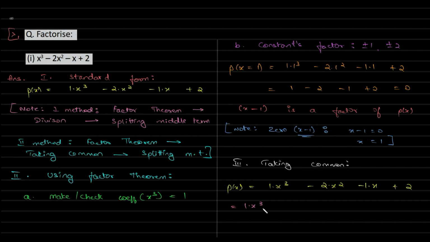From 1x cube, I have to take x square common to get x minus 1, giving x square times x minus 1. Think about it: if I take x square common, I'll get x minus 1. But where did this pop up from? This came from minus 2x square. That is, I can rewrite minus 2x square as minus 1x square minus 1x square. Kind of makes sense.